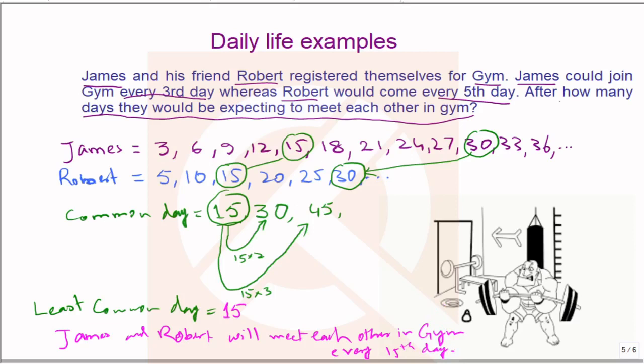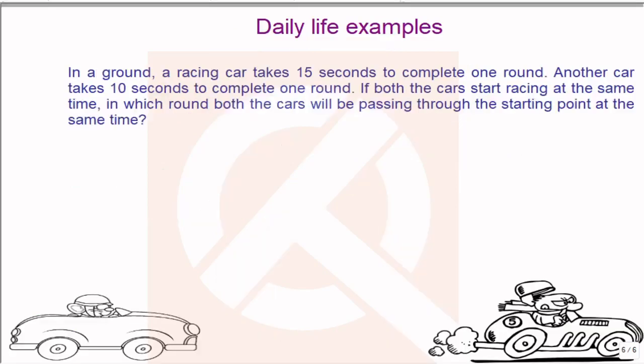So this is again about repetition, because we can see that these are repetitive numbers. When a repetitive event comes, we'll be using common multiples, and then we can find the least common multiple. Now again there is a repetitive event in another example about racing cars. Here you can see in a ground a racing car takes 15 seconds to complete one round. Another car takes 10 seconds to complete one round. So we are taking the first car. The first car is taking 15 seconds to complete one round.